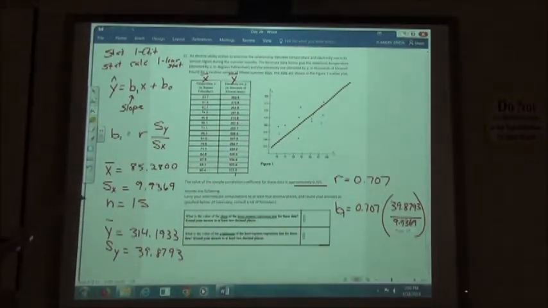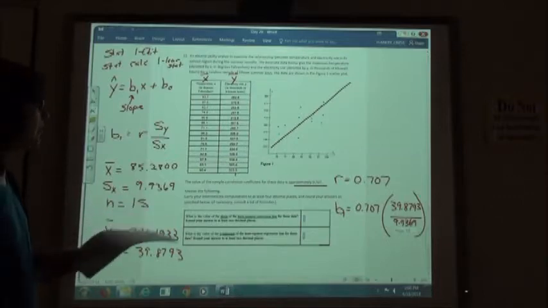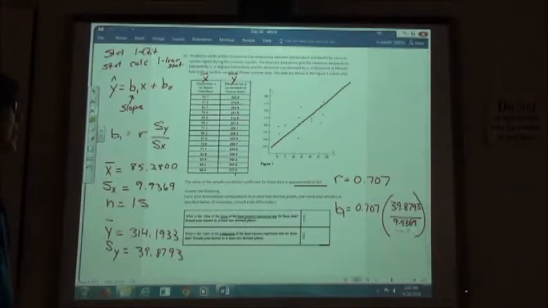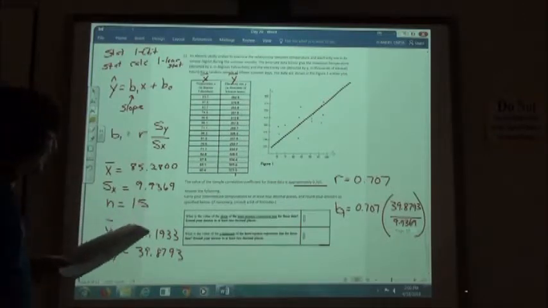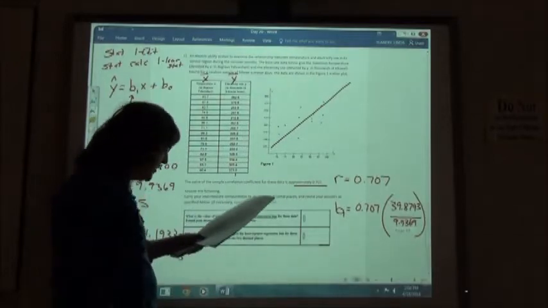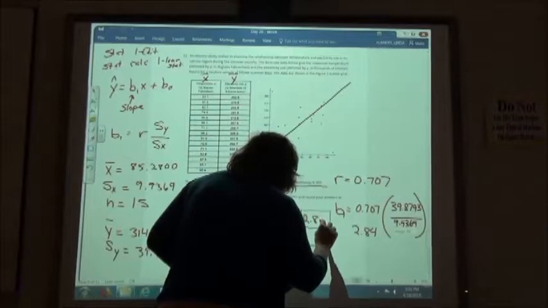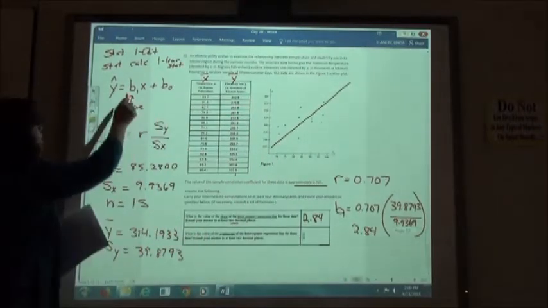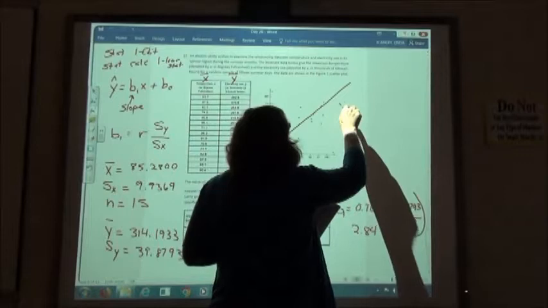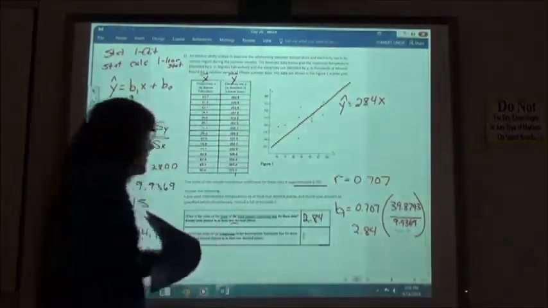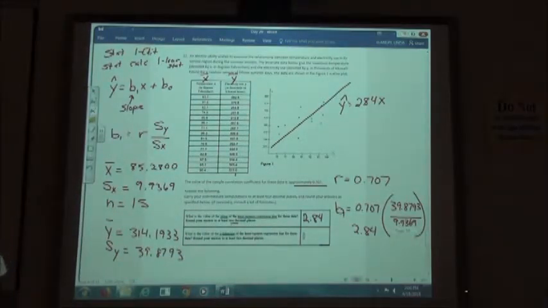Go ahead, punch that into your calculator: 0.707 times 39.8793 divided by 9.9369. If you do that calculation, we are rounding this one to 2 decimal places. You should come up with 2.84. That would be the slope of your linear regression line. So y hat would equal 2.84x.